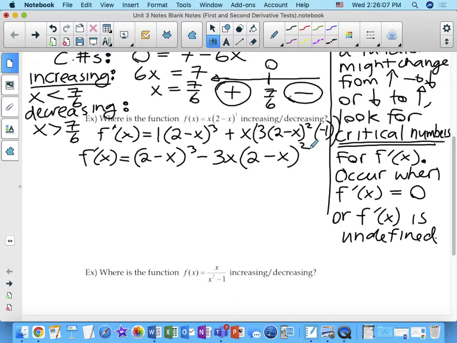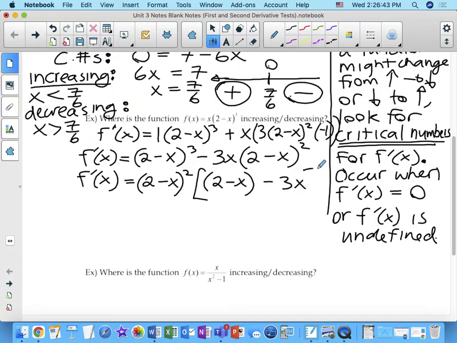Okay? And so we need to get there so that we can achieve our goal of figuring out when this derivative equals 0. Okay? So we're going to take out, we have 3 factors of 2 minus x here and 2 factors of 2 minus x here. So we can take out 2 of them. So I'm going to take out a 2 minus x squared, and here I'm going to be left with 1 factor of 2 minus x. And here I'm going to be left with minus 3x.